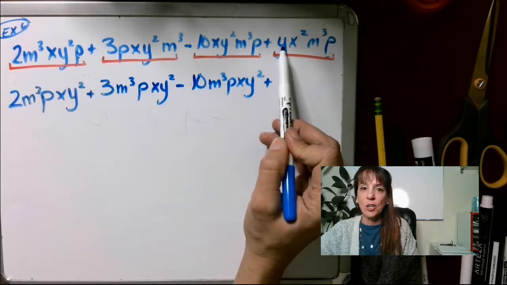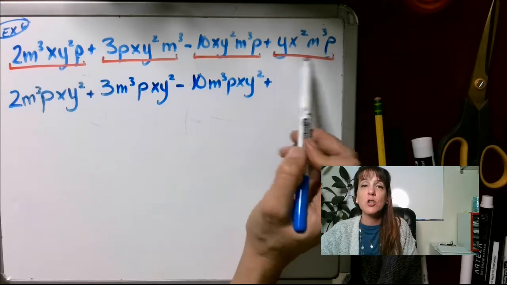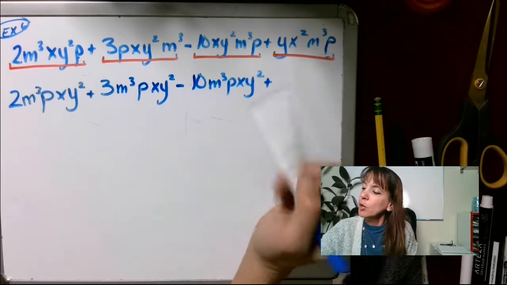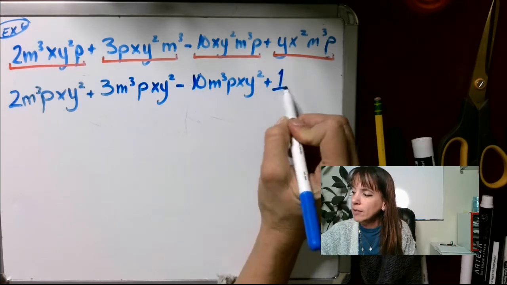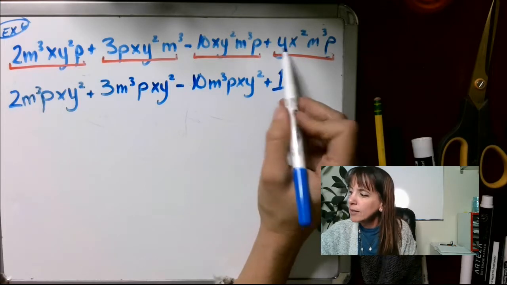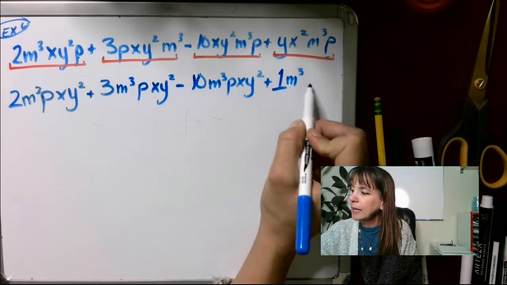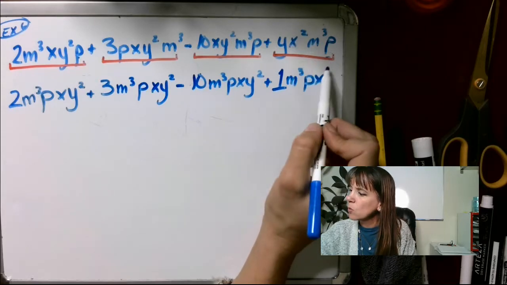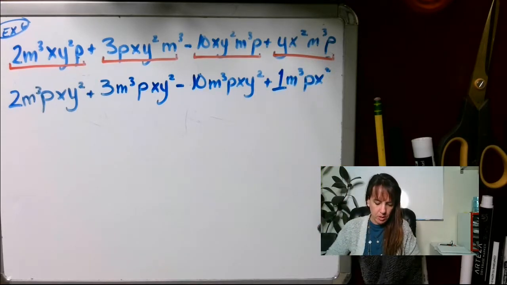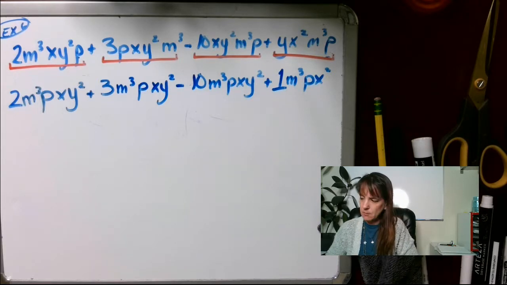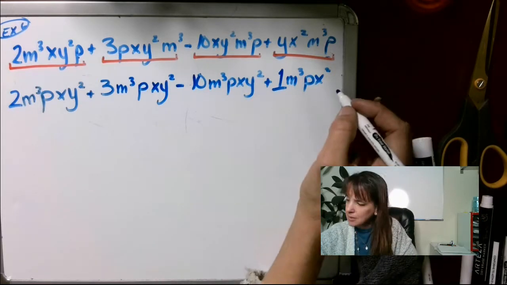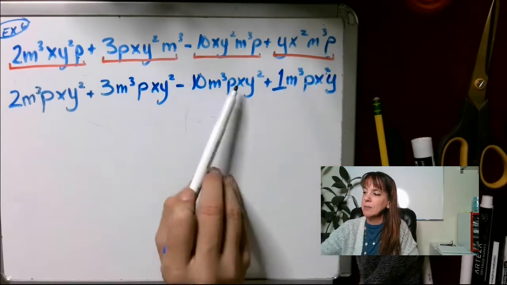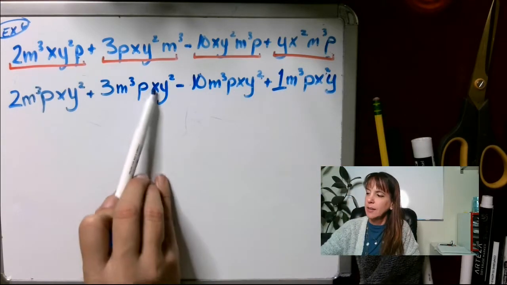Guys, at the end here, there's no number, no coefficient. That's what it's called, the number that's in front of variables. There's no coefficient here, so I'm going to throw in a 1 because we're allowed to do that. 1 m cubed p x squared y. Let's double check that I wrote that down correctly. I did. x squared y. So do you notice that this x squared y doesn't match with this x y squared?